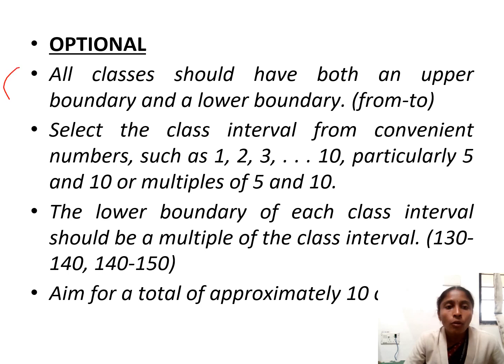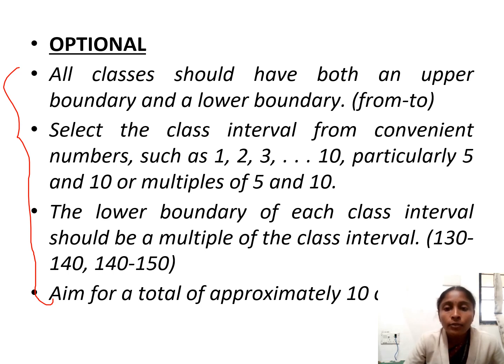So these are some of the optional rules. These 4 are optional. The first optional rule is that all classes should have both an upper boundary and a lower boundary. This is optional because in some examples we may consider the lowest class and the upper class differently. The lowest class may have only the lower boundary or upper boundary, and the top class might have only the lower boundary or upper boundary. Either value may be present. It's not compulsory that both the upper value and lower value be present. So this is optional.